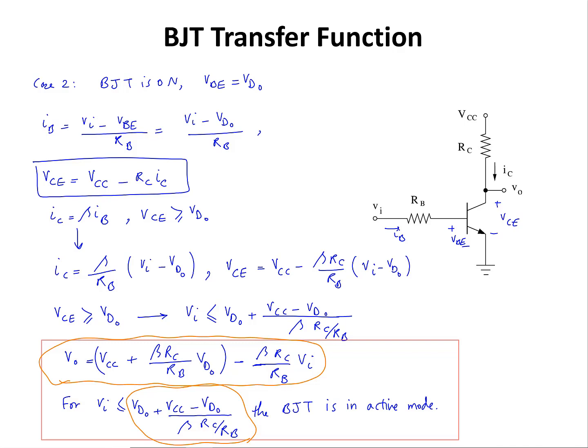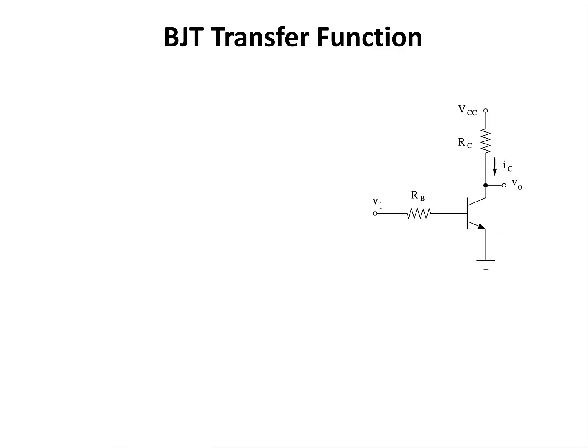Let's continue and see what happens if I increase VI and how the value of V out is going to change. Case 3 is when the transistor is in the saturation region. When BJT is in saturation, it is turned on. As a result, VBE equals VD naught, and I collector is less than beta times I base. Also, VCE is at saturation voltage value, which we call VSAT.